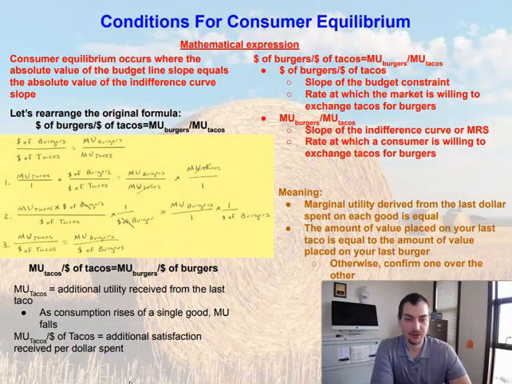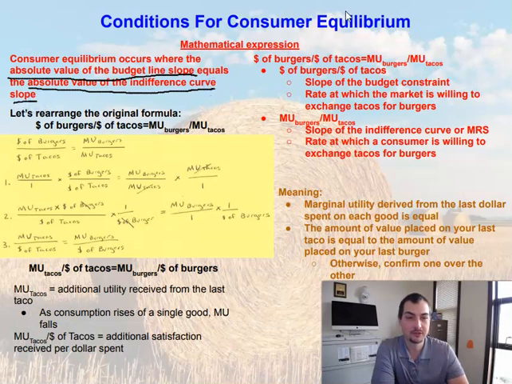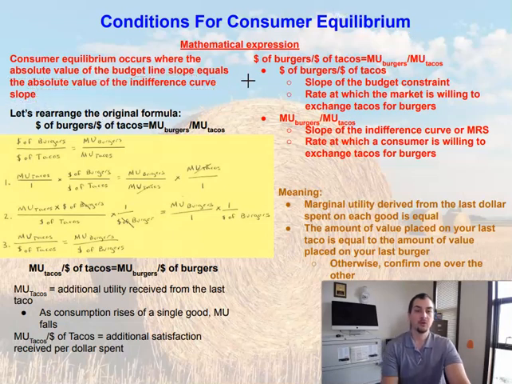Alright, so in the last video, I talked a little bit about the conditions for consumer equilibrium, and I also said that the slope of the budget line needs to equal the slope of the indifference curve at consumer equilibrium. So we're going to dive a little bit into the mathematical expression of how this consumer equilibrium occurs, where the absolute value of the budget line slope equals the absolute value of the indifference curve slope. So we're going to keep on using our burgers and tacos example.